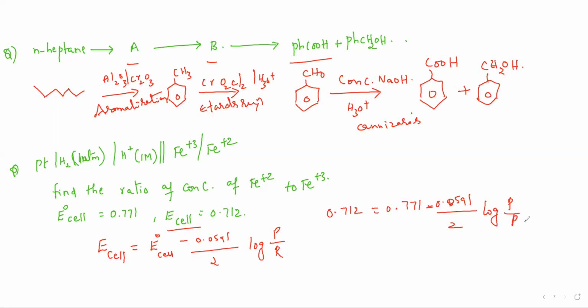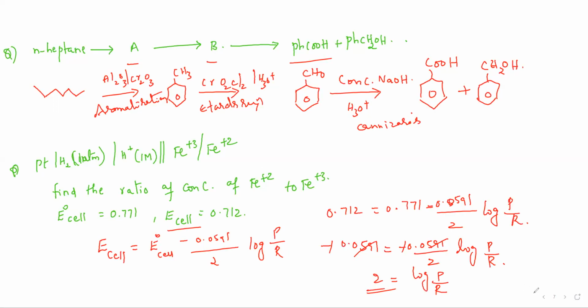So this can simplify: 0.0591 is equal to minus 0.059 by 2. This gets cancelled, so log product by reactant. So the conclusion is what? You will get 2. So 2 equals this ratio. So our answer is just this, 2 is the answer. So these are the questions.